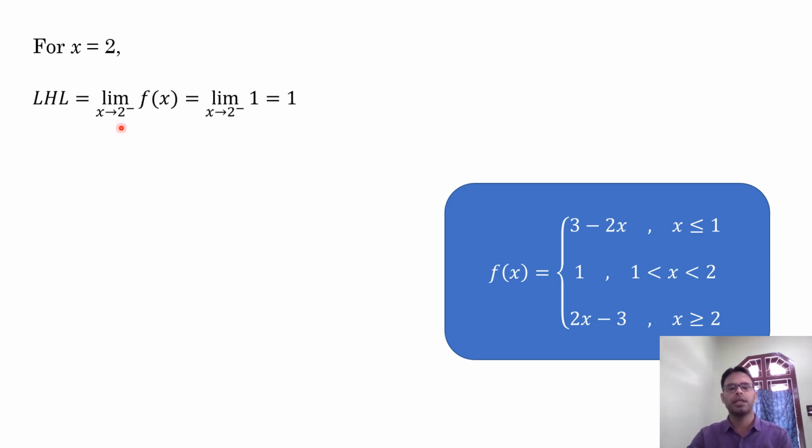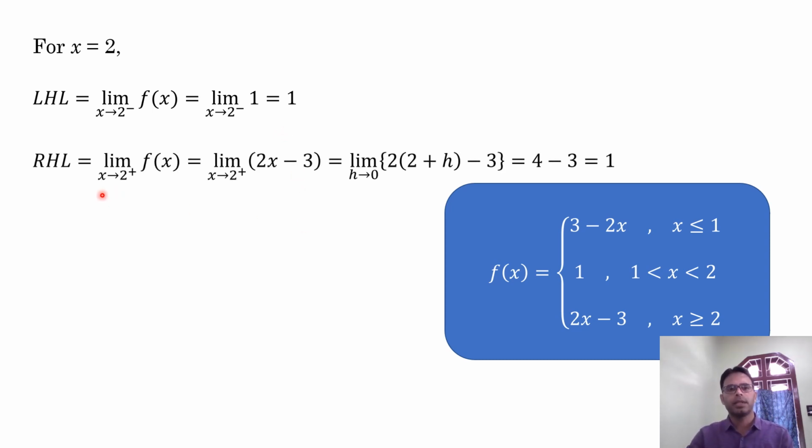Left hand limit, x tends to 2 minus, f(x): 2 minus means less than 2, so less than 2 is here, therefore f(x) is equal to 1. We need not make x equal to 2 minus h, h tends to 0, because this is constant, so the limiting value is simply 1. Then find the right hand limit, x tends to 2 plus. 2 plus means x greater than 2, so x greater than 2 is this line and therefore f(x) is 2x.